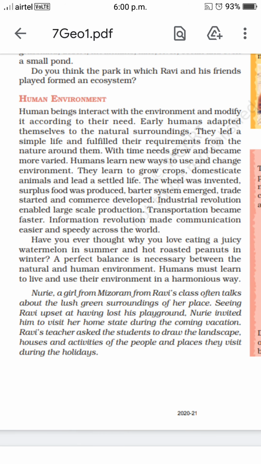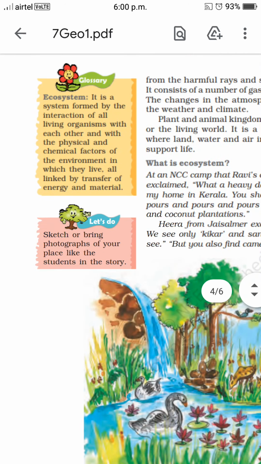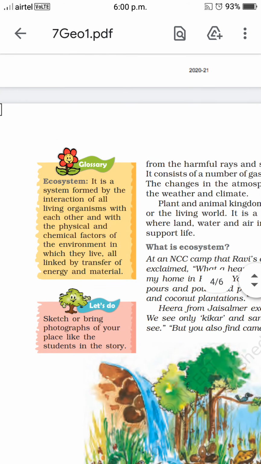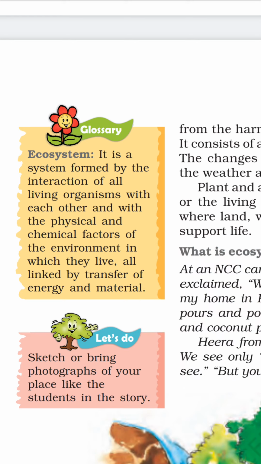We are going to discuss the next topic: what is an ecosystem. You can see that a glossary meaning for the ecosystem is given. It is a system formed by the interaction of all living organisms with each other and with the physical and chemical factors of the environment in which they live, all linked by transfer of energy and material.